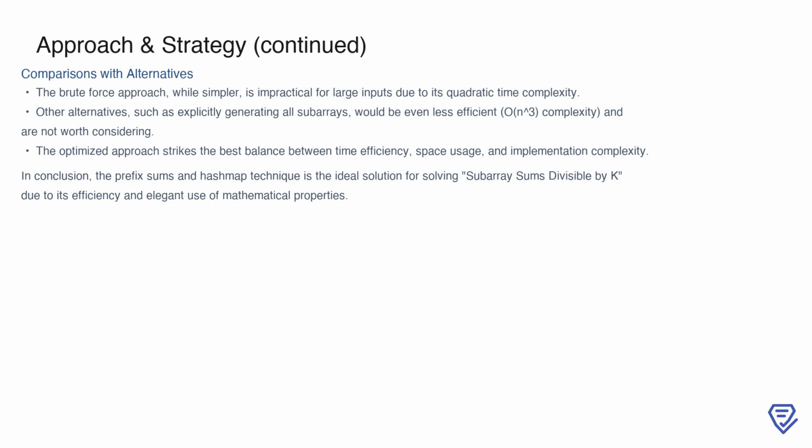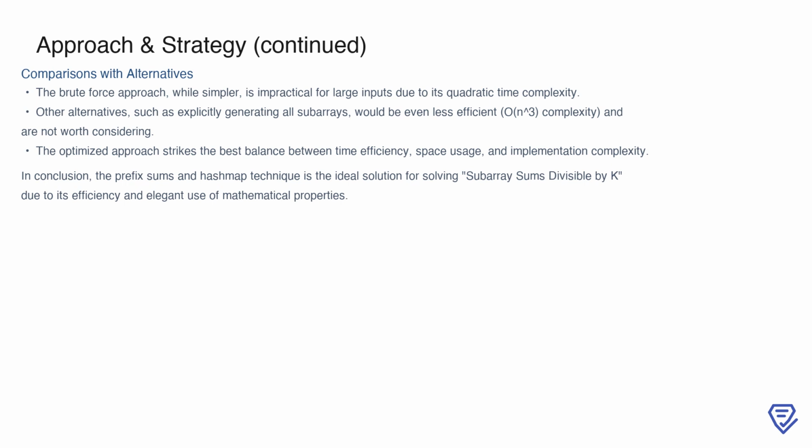In contrast, the optimized approach achieves a significant improvement in runtime, reducing the complexity to O(n), while the space overhead of O(k) is minimal and manageable. This method combines efficiency with elegance, making clever use of mathematical properties to solve the problem effectively. In conclusion, the prefix sums and hash map strategy is the most practical and scalable solution for determining subarray sums divisible by k.